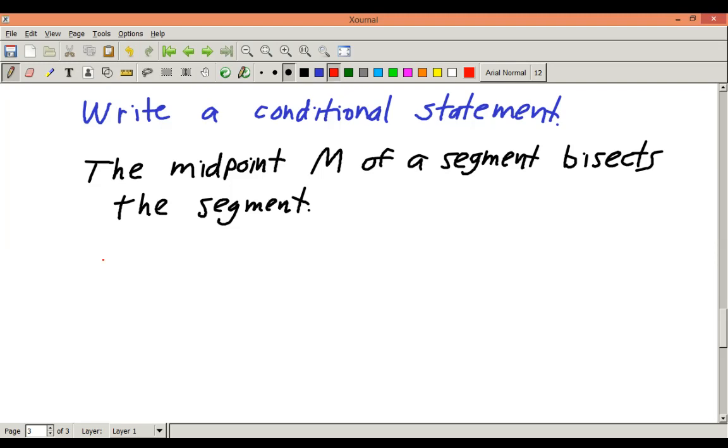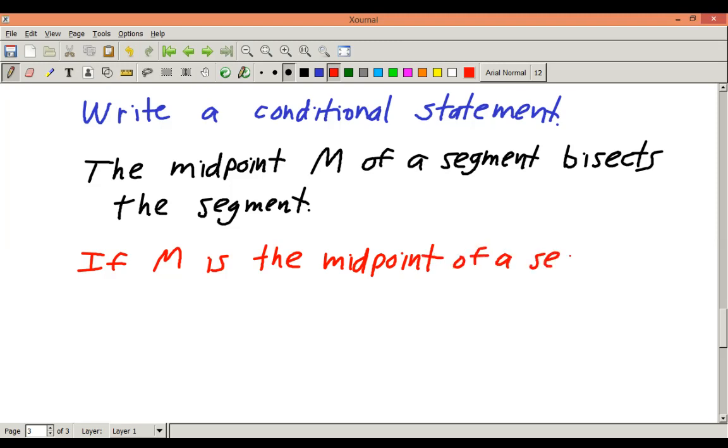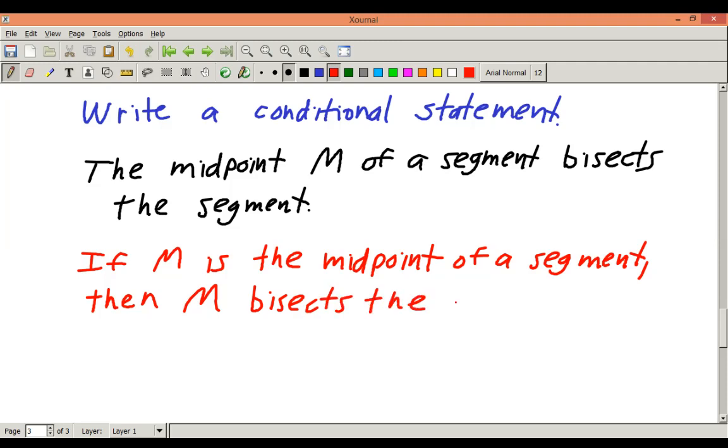So here we go for that. So if point M is the midpoint of a segment, then M bisects the segment. So we just took an ordinary statement and wrote it as a conditional statement with an if and a then in it.